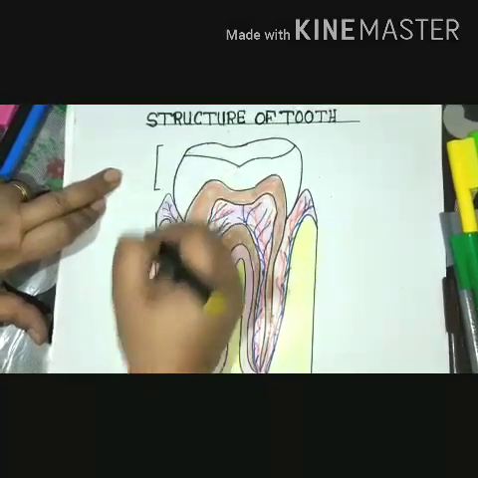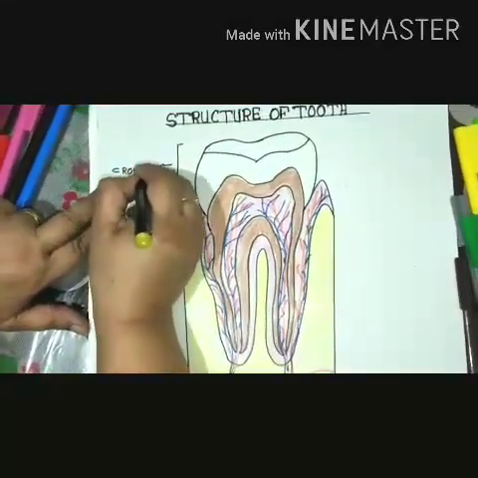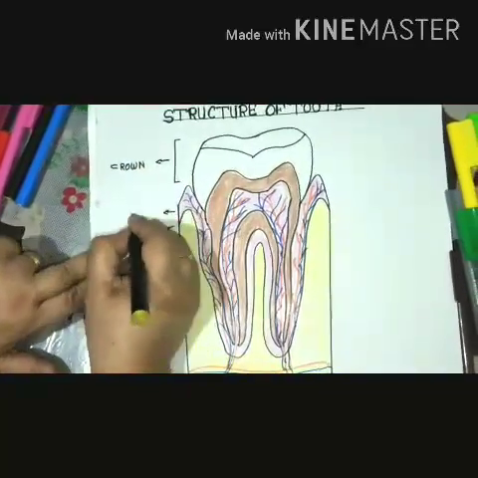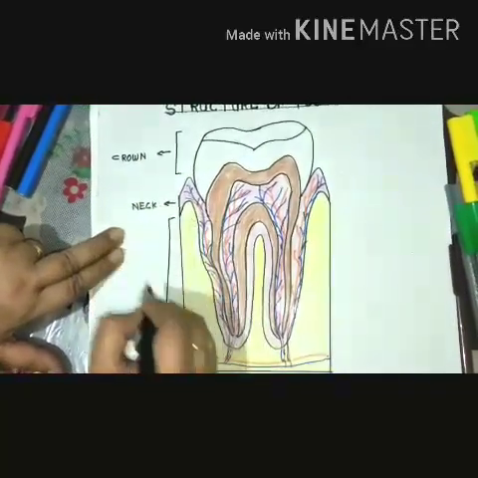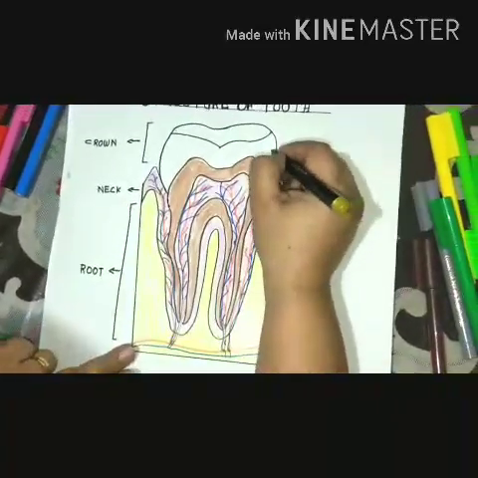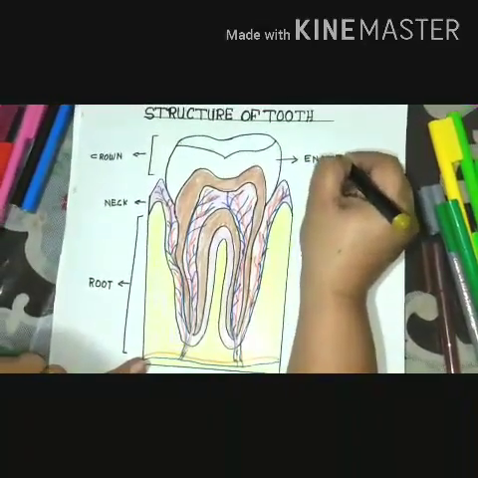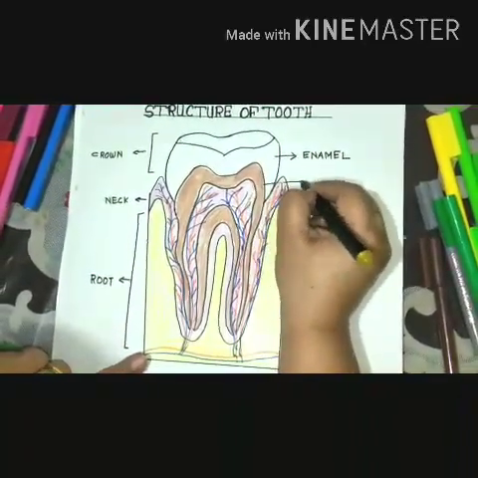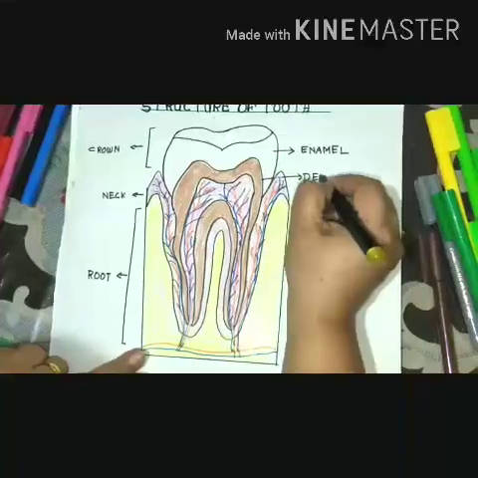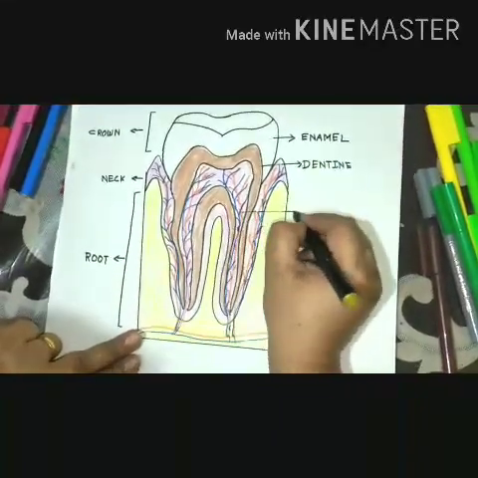We have labeled the topmost white portion, that is the crown. The crown is seen above the gum and it is white in color mostly. Below the crown is the neck, and the portion inside the gum, the long portion down, is known as the root. The crown is covered by a hard substance called enamel.